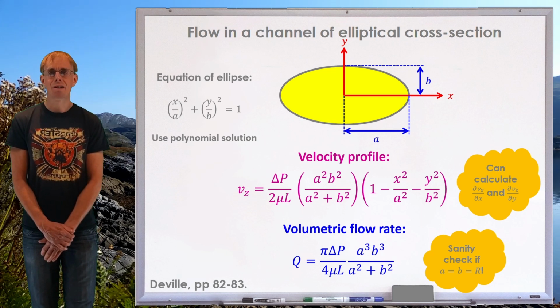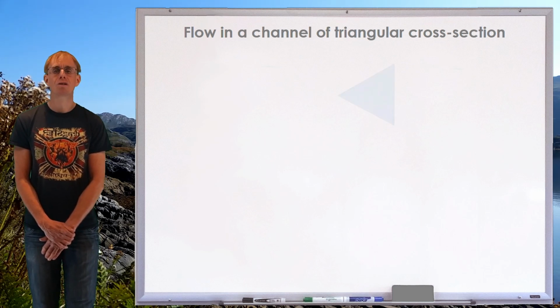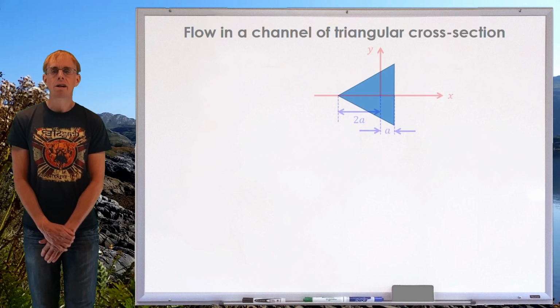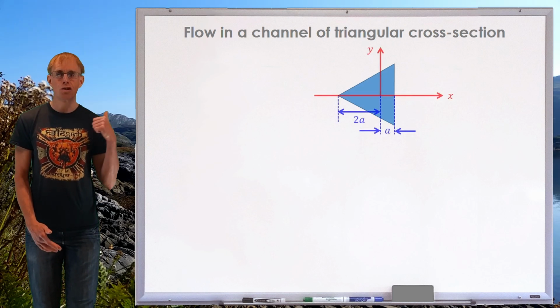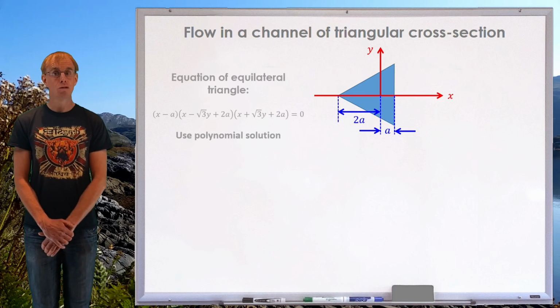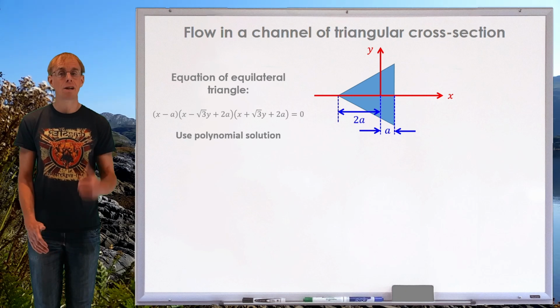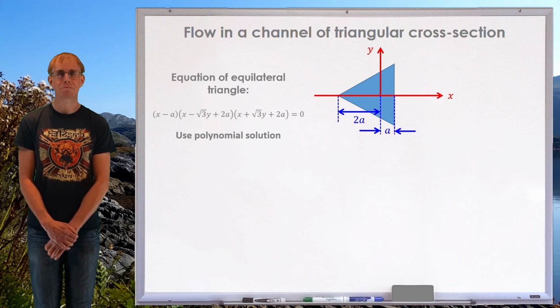Okay, so now let's move to a slightly more exotic geometry. Let's move from an ellipse to an equilateral triangle. So our triangle has the dimensions that I've shown there on the whiteboard. There is an equation, believe it or not, that describes the equilateral triangle in Cartesian coordinates, and for interest I've put that on the board too.